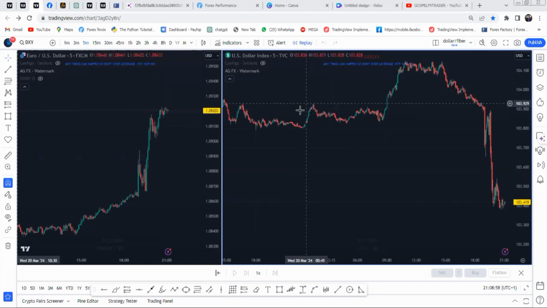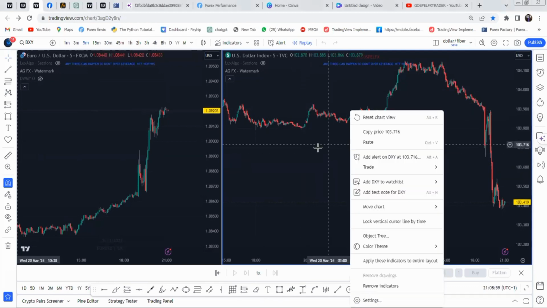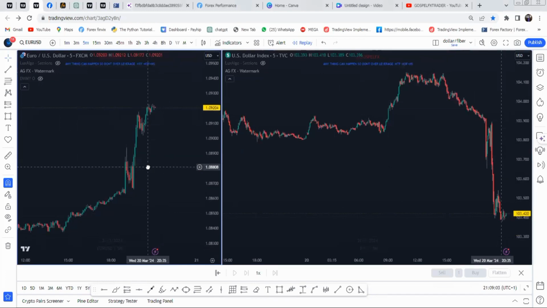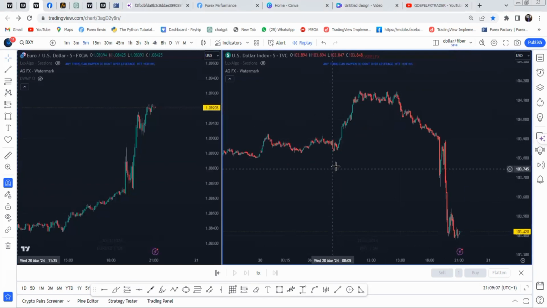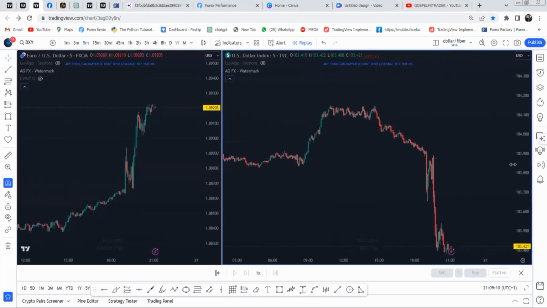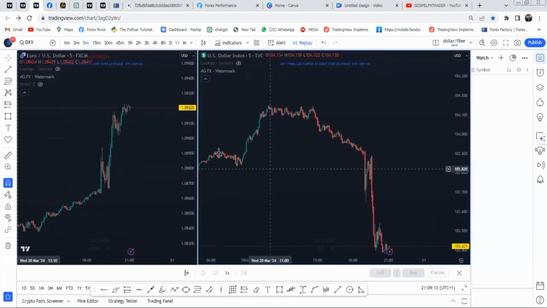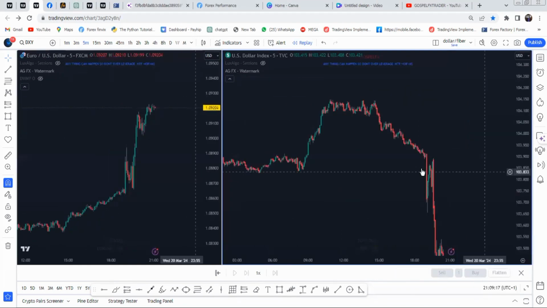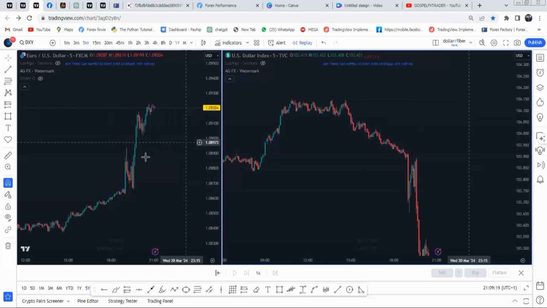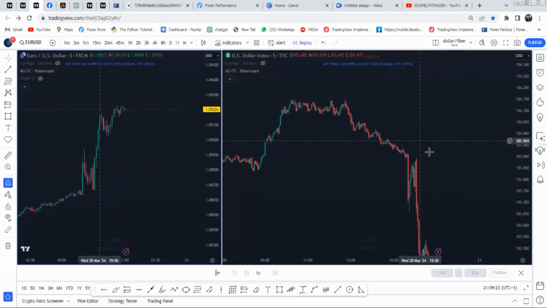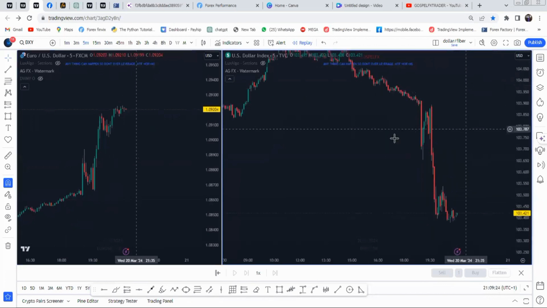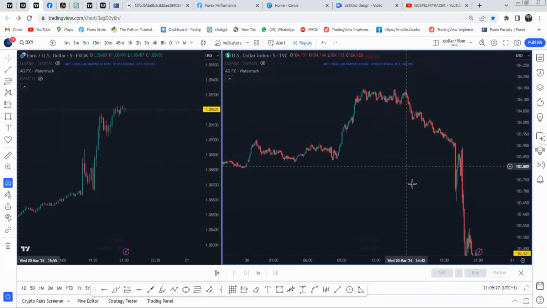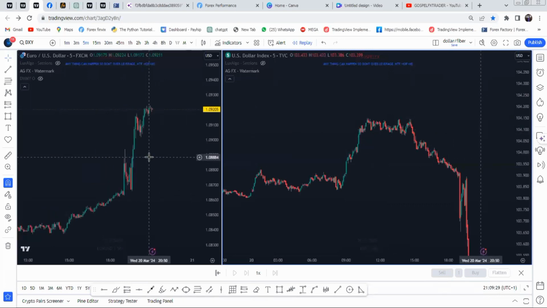So this is the reason why I always use Euro USD and dollar index at the same time. I'm trying to spot those divergences. There's going to be a time that Euro USD will come to your entry and the dollar will be doing its own thing on the other side. You need to watch out, because most of the time Euro USD might take you out while DXY is not really showing that that's what is going to happen.